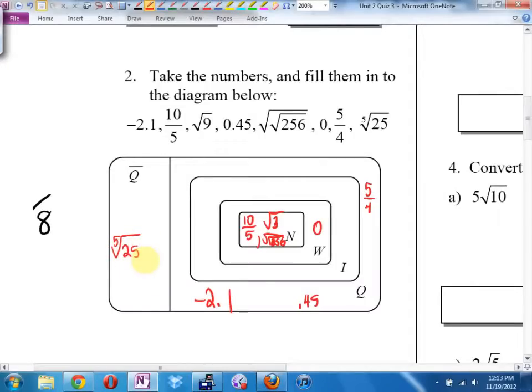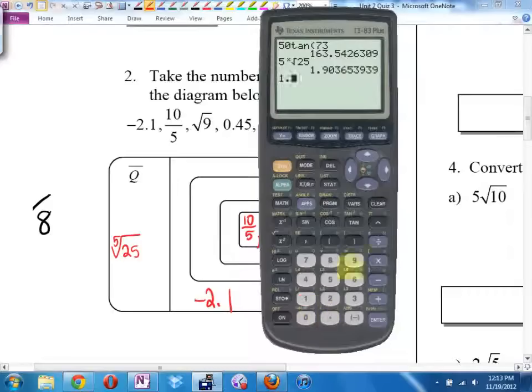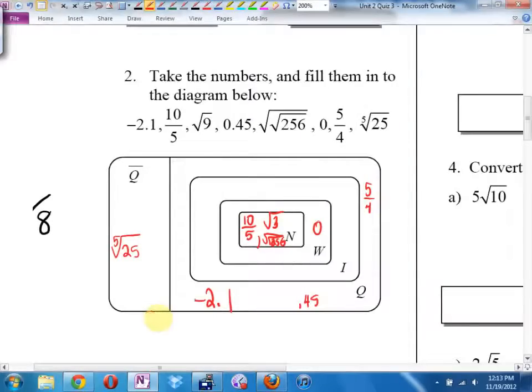The fifth root of 25 is that. And remember, when we say that's the fifth root, what we're really saying is 1.90365 to the fifth power is pretty close to 25. Not bang on, you round that off. So 1 mark for each of those.